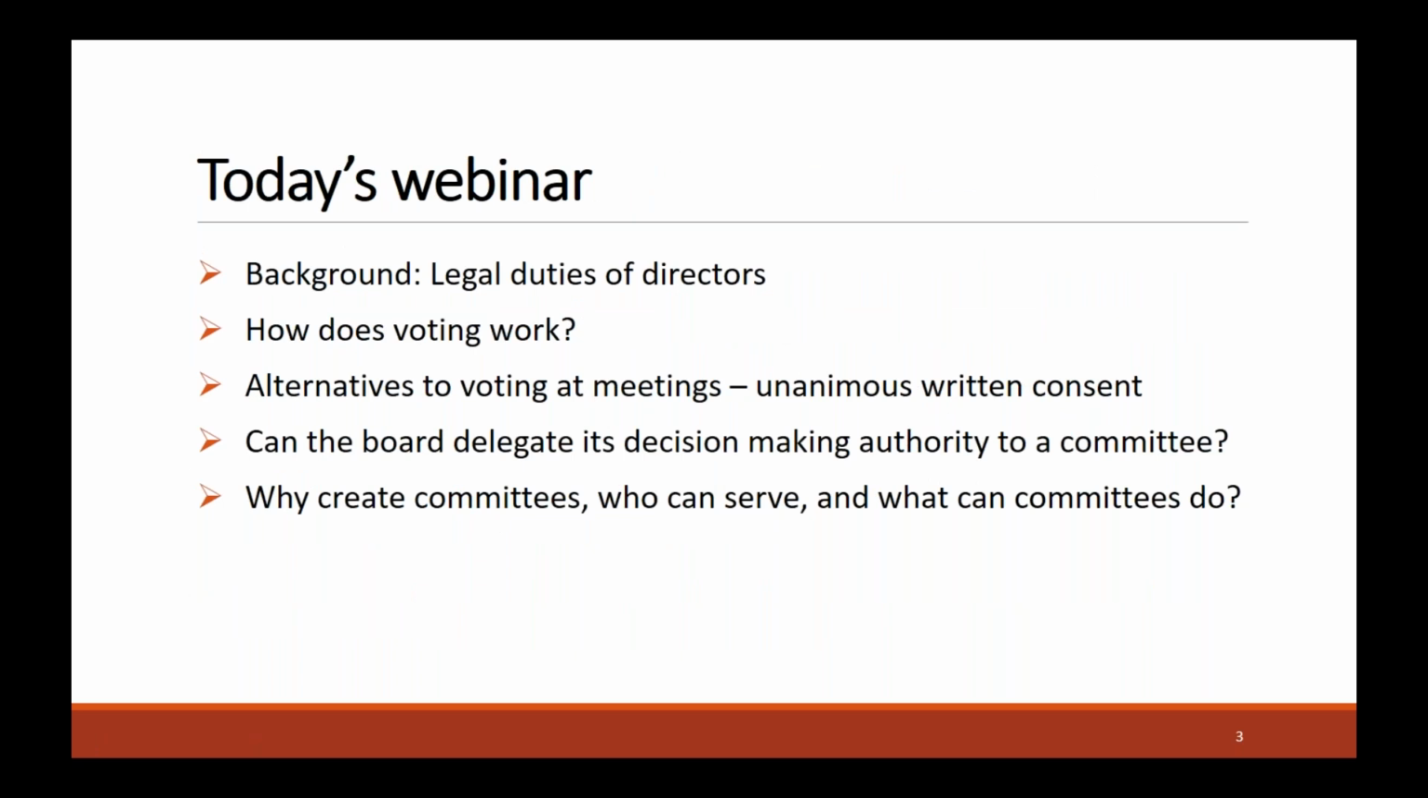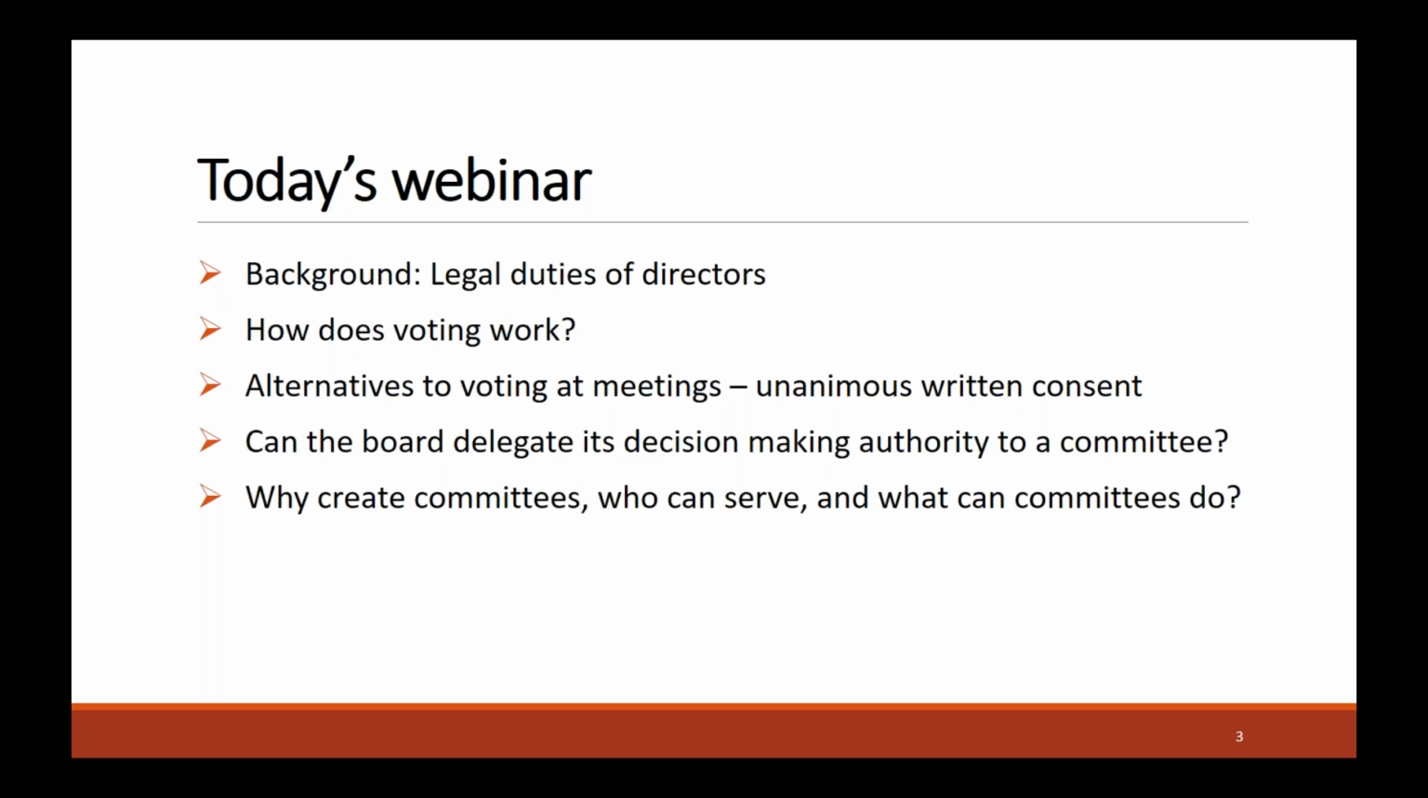Okay, so here's a bit of a roadmap for today's webinar. We'll start with a bit of background, talking about the legal duties of nonprofit directors and how that ties into board voting. We're going to talk about how voting works, the rules, the requirements. We're going to talk about alternatives to voting at meetings, and especially the use of unanimous written consent. We'll also talk about whether the board can delegate its decision-making authority to a committee. Spoiler alert, the answer is yes, but we'll talk about how that happens and what the rules around using board committees are. We'll talk about why create committees, who can serve, and what committees can do. So that's a high-level roadmap for what we're going to be talking about today.